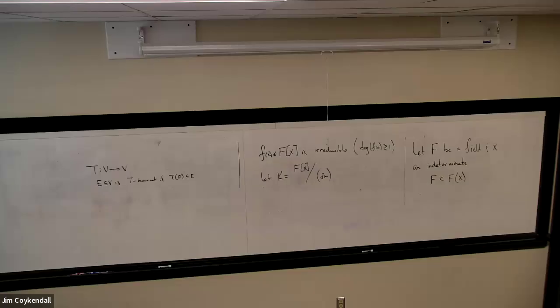So an indeterminate is just something that's, don't think of it as something you can replace with a value, just think of it as an abstract symbol, and it's got no algebraic relations with F. Transcendental is just not algebraic. An element is algebraic if it has a polynomial relation with coefficients in F. It's transcendental if it doesn't, right?